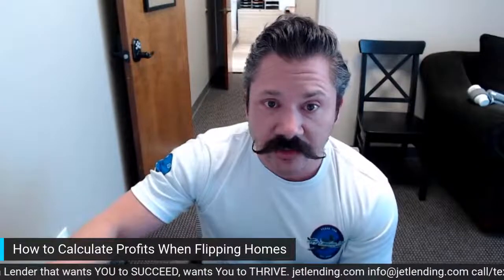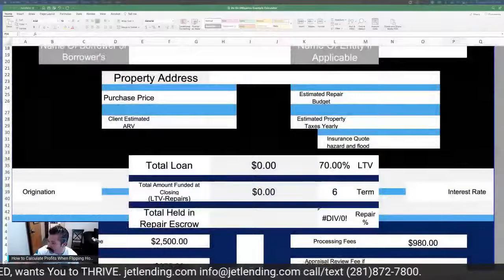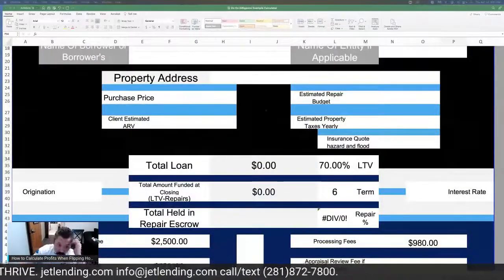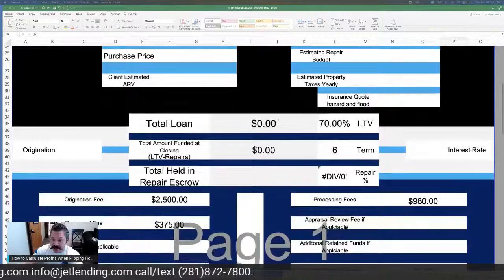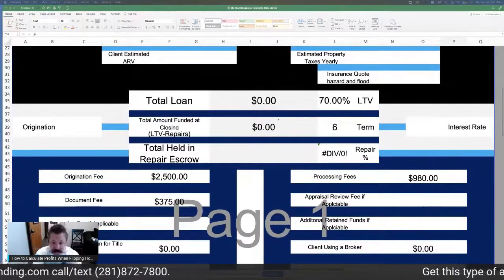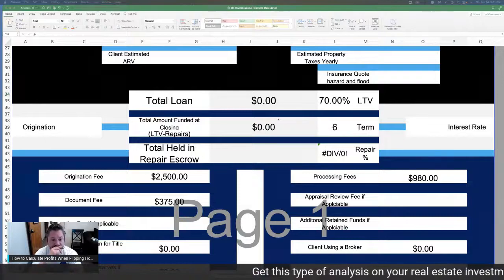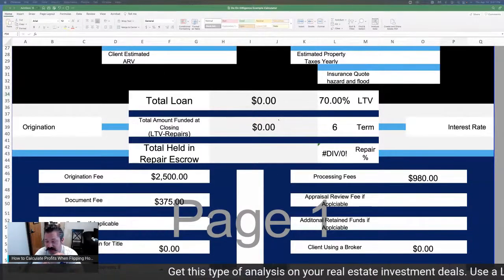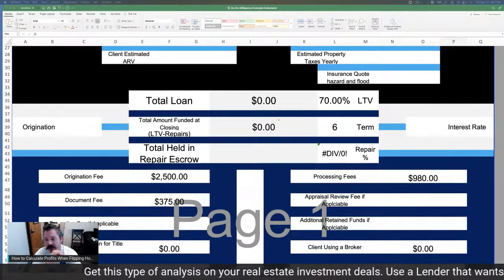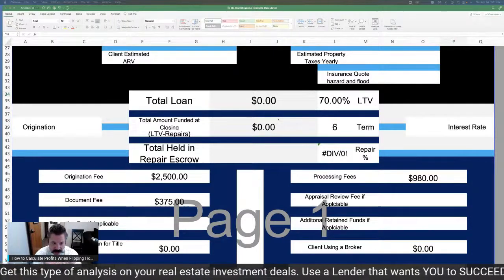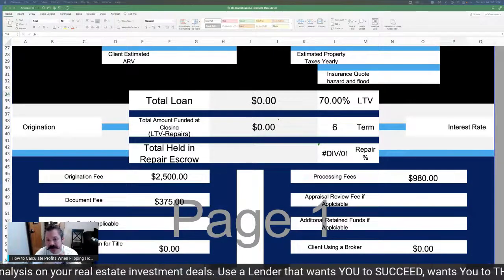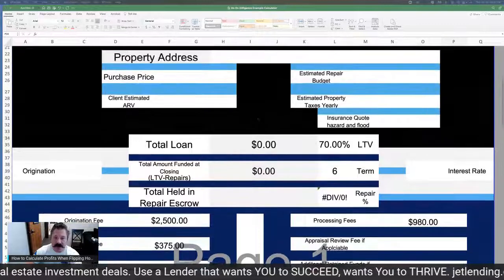Okay, so let me show you something, and we'll get started. I made this little calculator. Now, if you need something like this, let me know. We'll help you out. But this is what I look at when I'm buying real estate and seeing what my profit margins are, especially if I'm using a lender like Jet Lending, because you have to calculate your net profit. And I'm going to tell you what I mean by that.